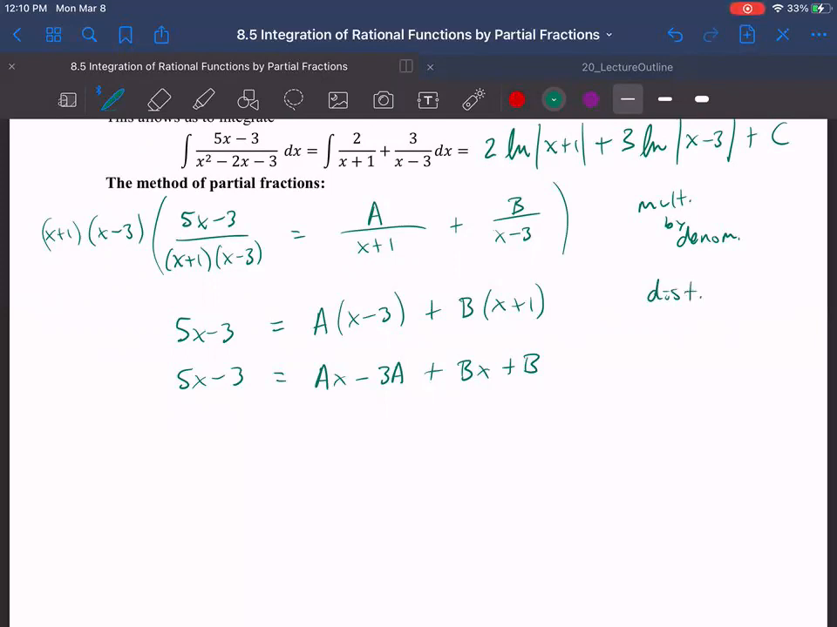Actually, that's multiplied by the denominator right there. Then I distributed here. Now I'm going to group 5x - 3, group all my like terms in the powers of x. So I have an Ax and a Bx. That can be x times (A + B). And then I have a -3A and a B. So that's -3A + B.